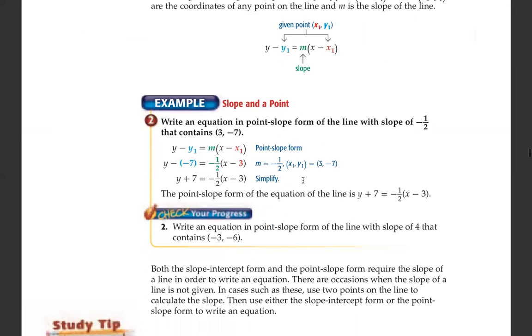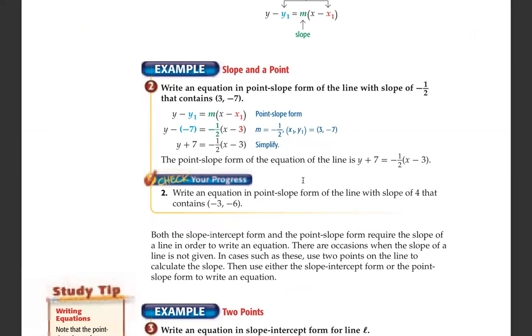For example, write an equation in point slope form of the line with a slope of negative 1/2 that contains 3 and negative 7. So this is a point. Okay, this is our point. This is the given slope. So the given point contains x1, which is 3, and y1, which is negative 7. Okay, slope is negative 1/2, which is the m.